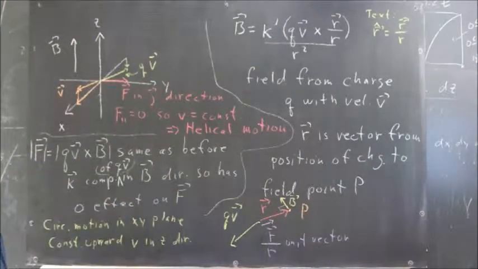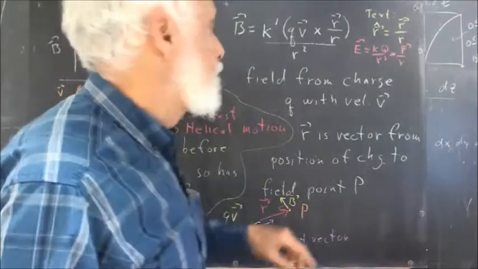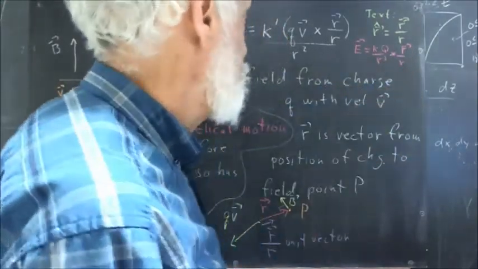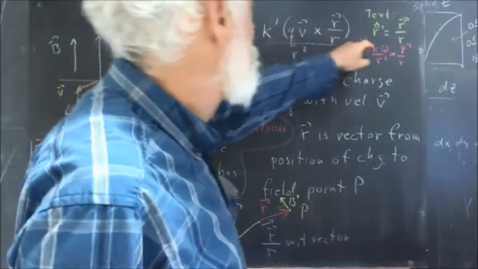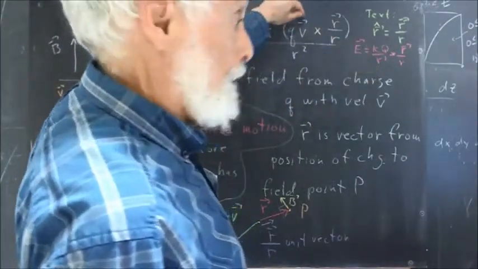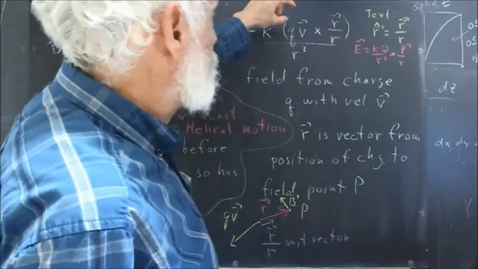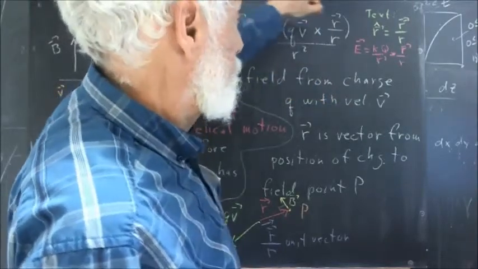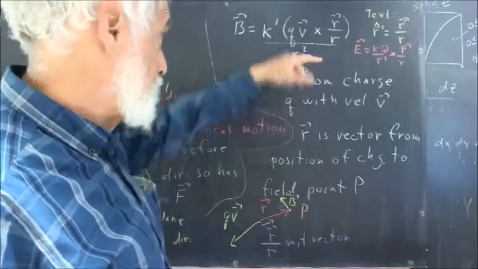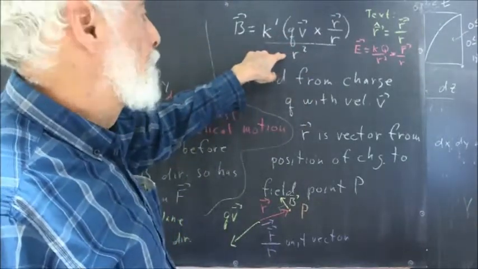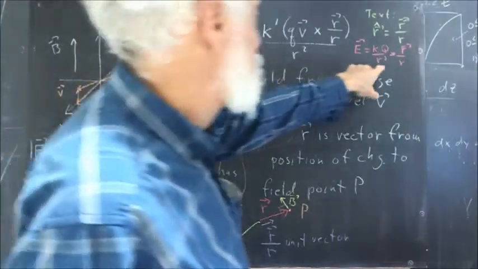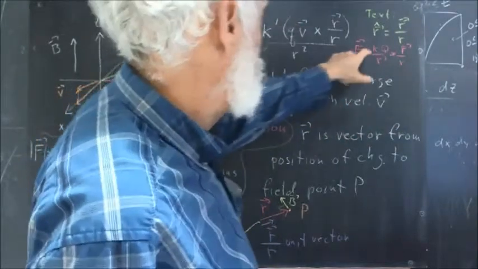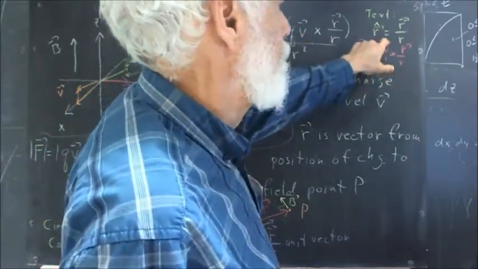I'm going to write that down just for comparison. And now you can see that we have KQ over R squared multiplied by R divided by its magnitude. Here we have a K prime instead of a K. Instead of a Q, we have QV. And instead of multiplying by R divided by R, the unit vector, we take the cross product of QV with R divided by its magnitude. And then that's divided by the square of the magnitude of the R vector, just as it is here. So the difference is the cross product as opposed to the product, the K prime as opposed to the K, QV instead of Q.